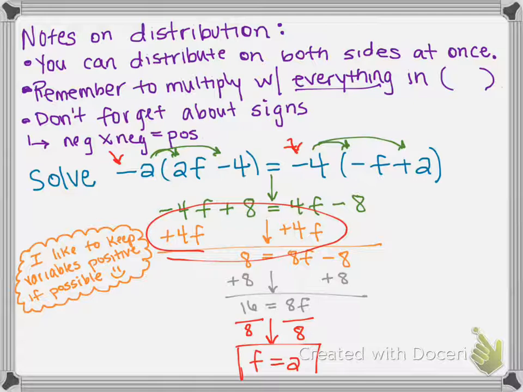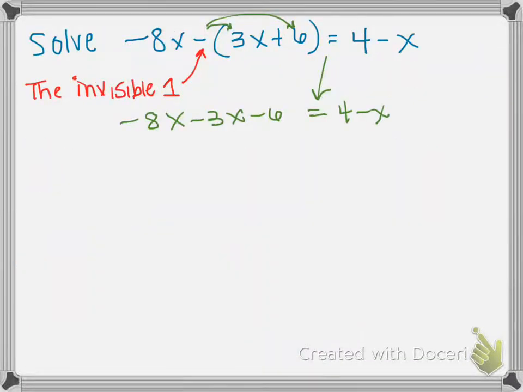Because I was able to add 4 to both sides to end up with a positive 8f. If I would have moved it from the right to the left, I would have ended up with a negative 8f. Again, either one is okay and correct. I just happen to have done it this way. The next example problem is shown in blue.